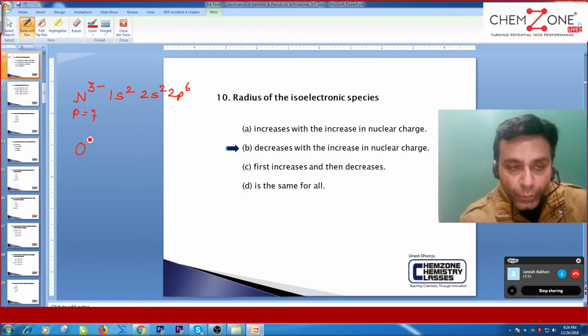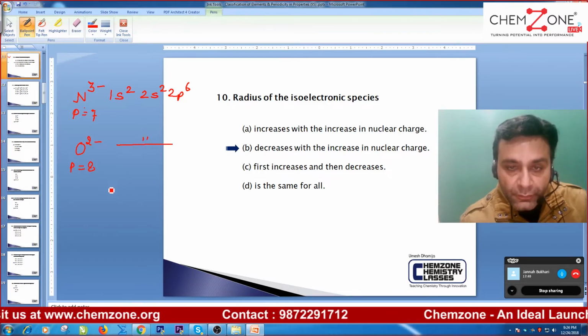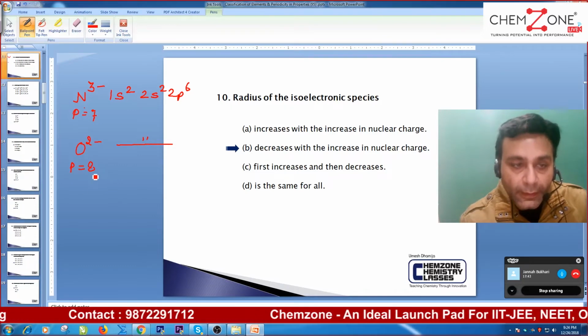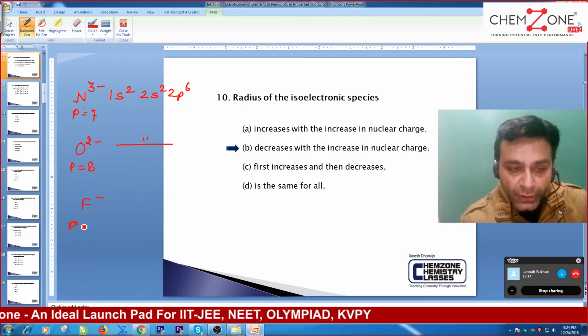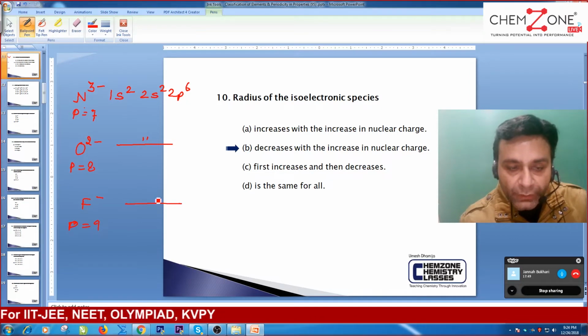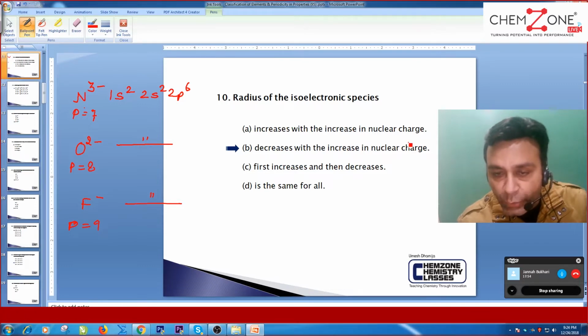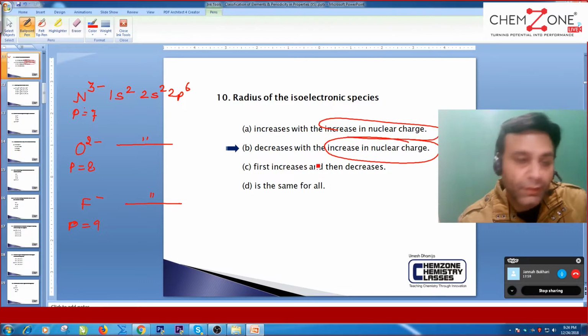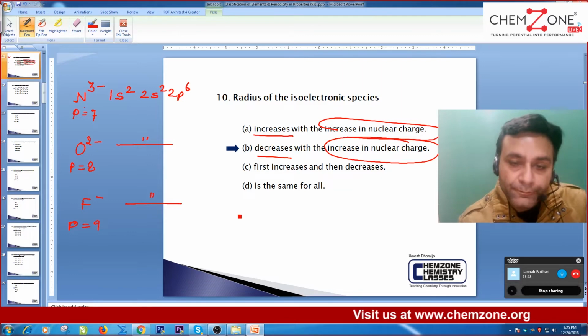And now if I talk about the O2 negative, atomic number is equal to 8. Again, it has the same electronic configuration. And if I talk about the fluorine, F negative, here the nuclear charge is now 9. It has the same electronic configuration. So with increase in the nuclear charge, what will happen to their size? Will it increase or decrease? You tell me.